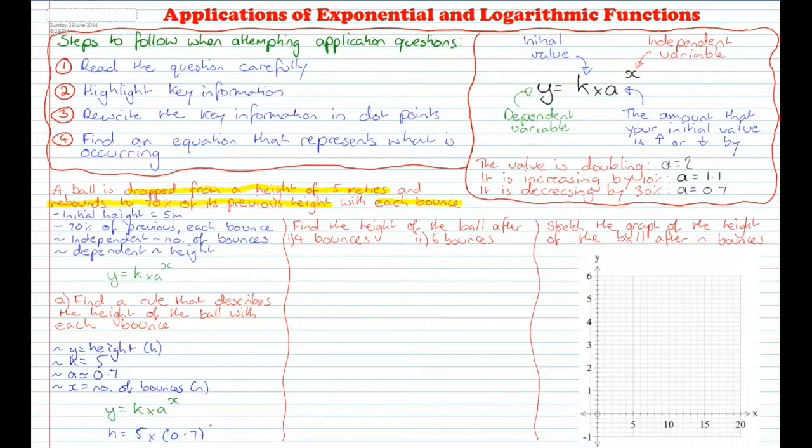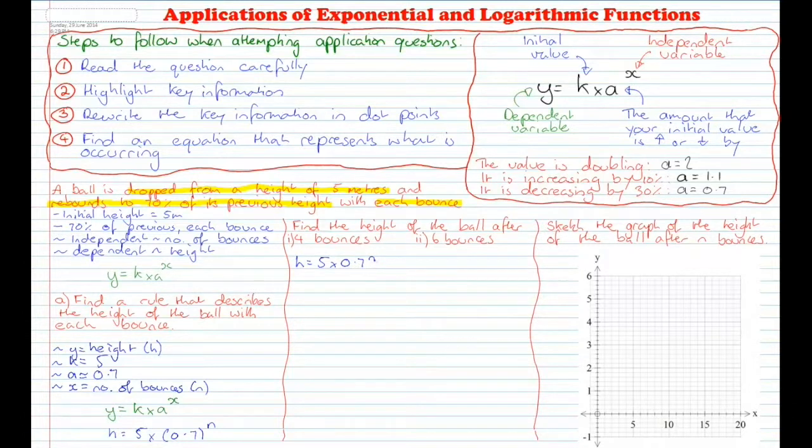Well, x we said was going to be the number of bounces, or n. So our equation is h is equal to 5 times 0.7 to the power of n. Now the next part of the question says find the height of the ball after 4 bounces. So what we're going to do is go through and write out what we know. So we now know our equation, which we can use to help us out with this. So that is h is equal to 5 times 0.7 to the power of n.